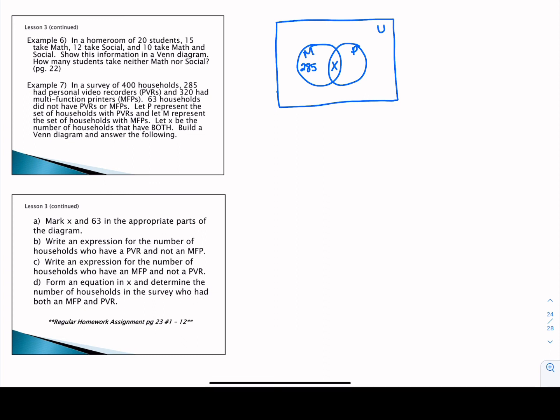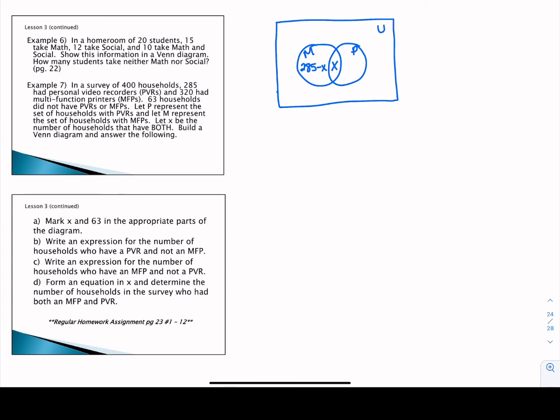So what we need to do is subtract that overlapping piece. So that part of the circle is going to be a total of 285 minus the overlap, because we can't count those people twice. So for example, just hypothetically speaking, if we had 10 people that had both multifunctioning printers and PVRs, then 285 minus 10 would be a remaining 275 people who just have multifunctioning printers.